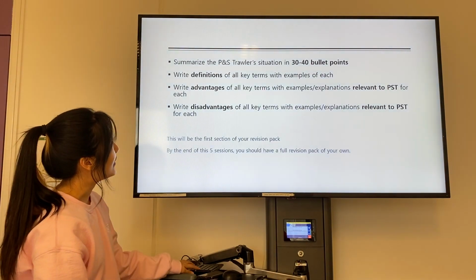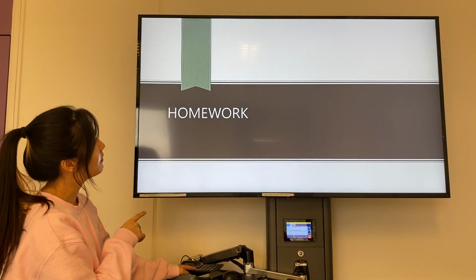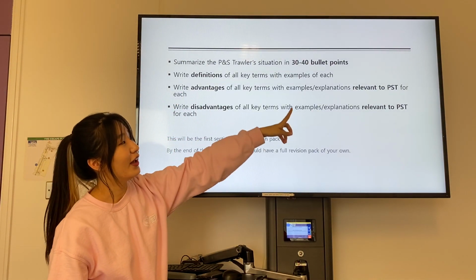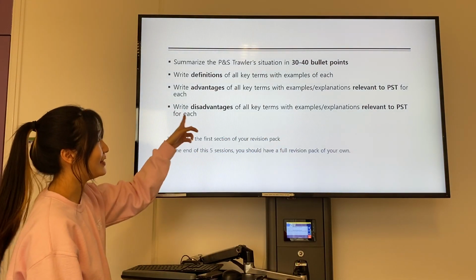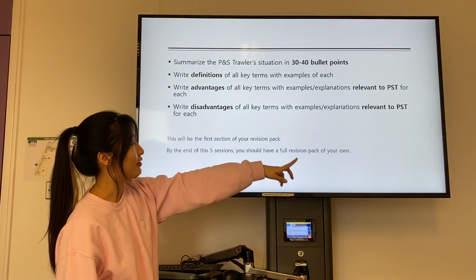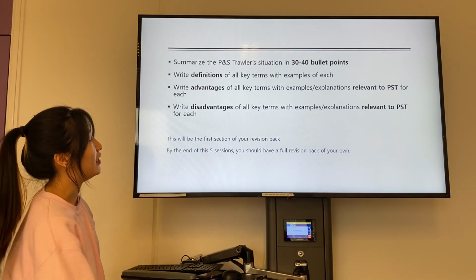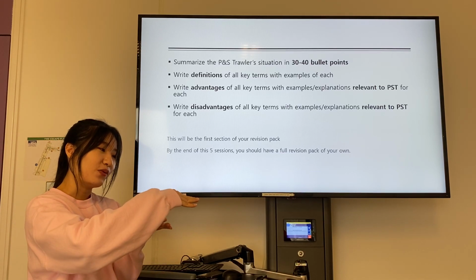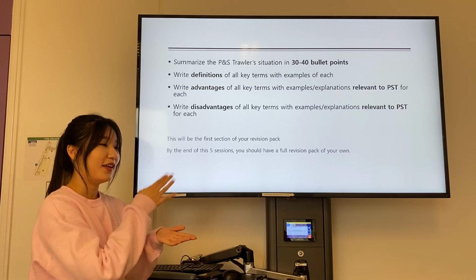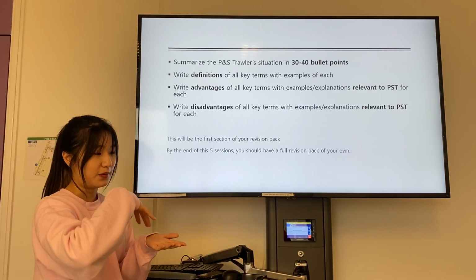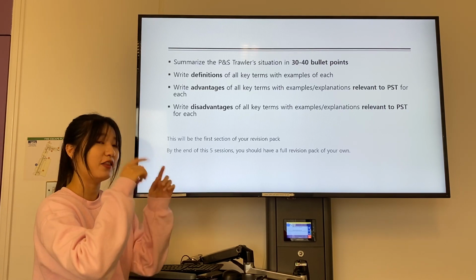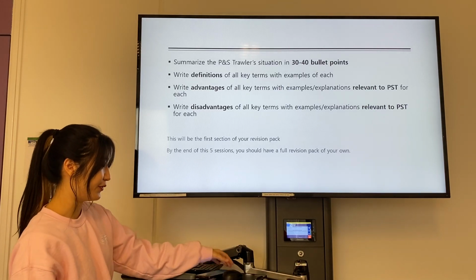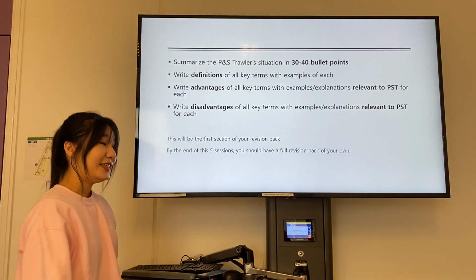And like we said, write down all the definitions of these key terms, their advantages and how they relate to P&S, the disadvantages of all the key terms, and how they relate to P&S. And then this should be your first section of your revision pack. So your homework booklet should start off with a nice bullet point summary, and then all the key terms, definitions of them, all the advantages and disadvantages of them, and their applications. Like I said, by the end of this 5 session, you should have a full revision pack of your own.